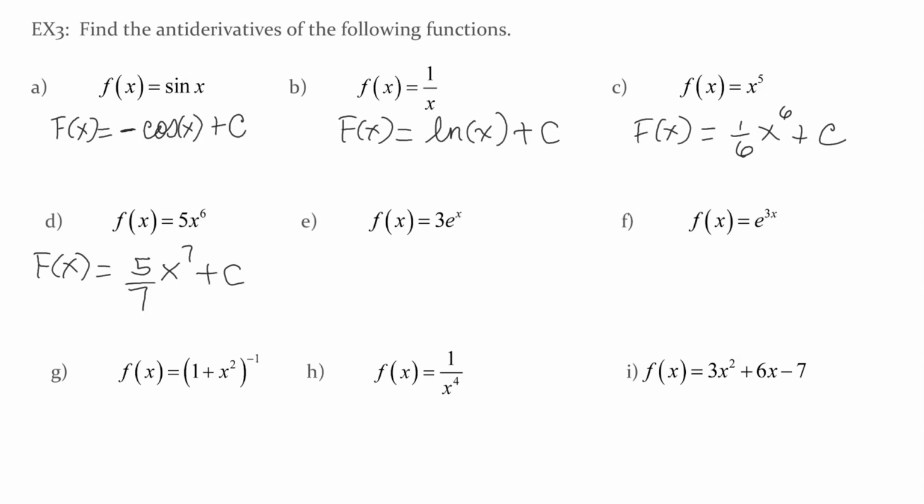Okay, next, the derivative of e to the x we know is e to the x. So when we go backward, all we have is the exact same thing plus c. Because it could have a number at the end, and the derivative of a number, a constant, is 0. So we have to account for that.